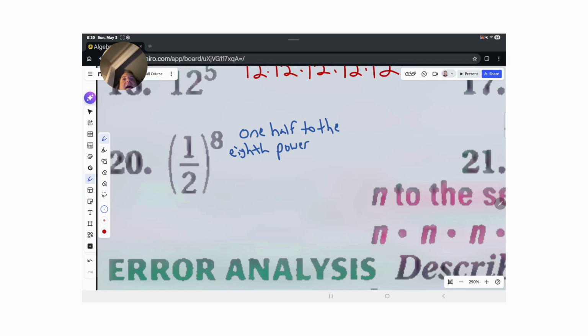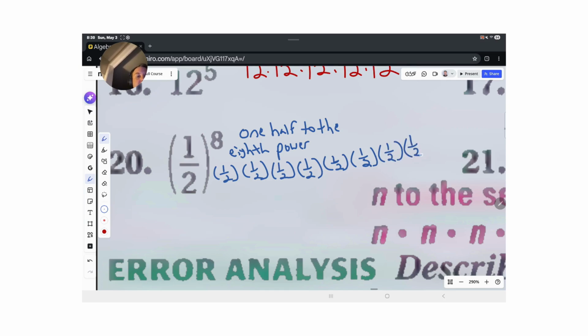All right, 1/2 to the 8th power. Write down 8 and add an h there for 8th. And this is 1/2 times itself 8 times. 1/2, 1/2, 1/2, 1/2. That's 1, 2, 3, 4, 5, 6, 7, and 8. And we can count those just to make sure. 1, 2, 3, 4, 5, 6, 7, and 8. Check.